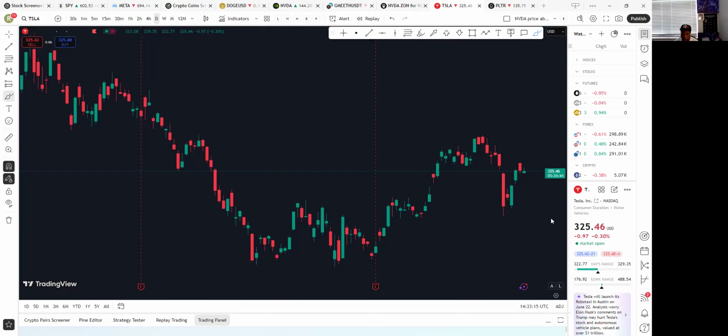Today we're gonna talk about one of the best indicators that you can use. Last time we were talking about the moving average. Today we're gonna talk about MACD. MACD is one of the best indicators that you can use in your chart.